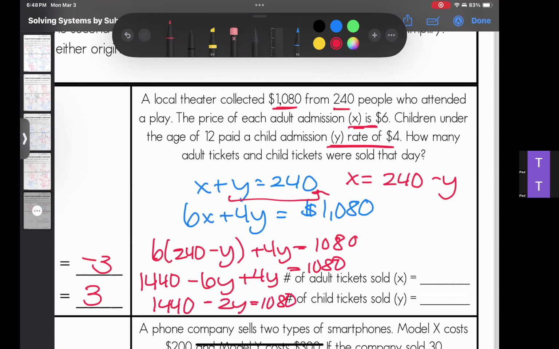When we subtract the 1440 from the 1080, we have negative 2y is equal to negative 360, divided by negative 2. So just cut that in half. It's going to be y is equal to 180. And then we need to plug it in to C. Easiest way to plug it in is right here. If y is equal to 180, then x is equal to 240 minus 180, which is just going to give us 60. So our x is 60 and our y is 180.